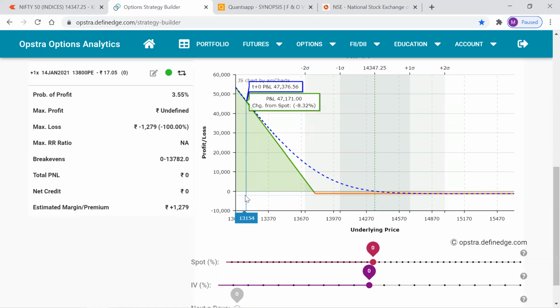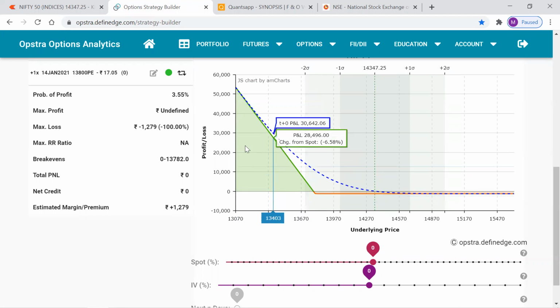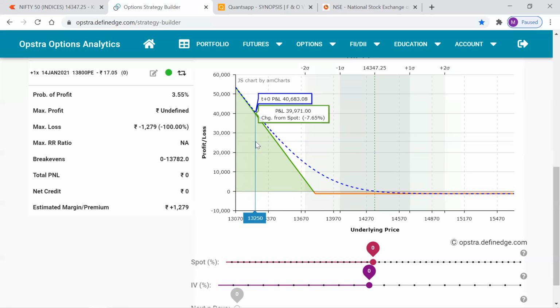Imagine that it fell very badly and reached 13,170 before 14th of January 2021. In that scenario, you will be gaining 45,971. So in this strategy, the profit is unlimited. If the market goes down to zero before 14th of January, then you will be gaining the most. The more it falls, the more profits you get.